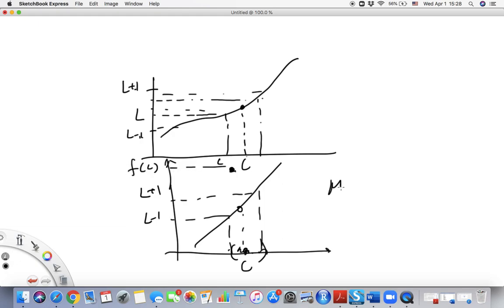So we can take M to be the supremum or the maximum, it doesn't matter because there are only finitely many points, say of L plus 1 and f of C. Then everything in this interval, including C, is less than M. So that's that.